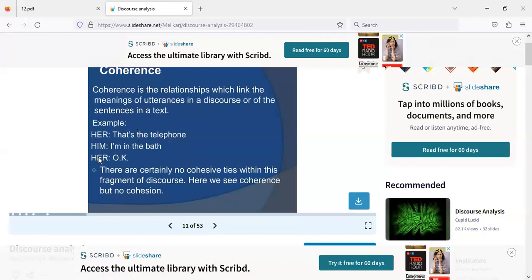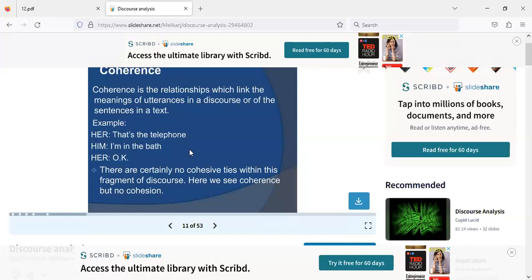Then, okay. So what can you say about this? How do you analyze this? This is a very, very simple dialogue. What can you say about this? Do you get a kind of meaning? Yes, madam. It's a dialogue and it has a meaning, but each and every sentence does not get a link. It has coherence, that's it.